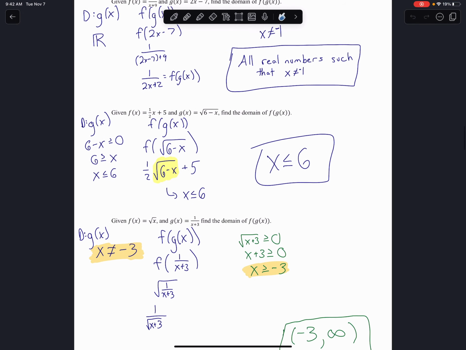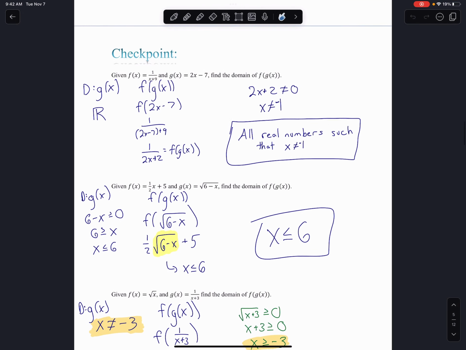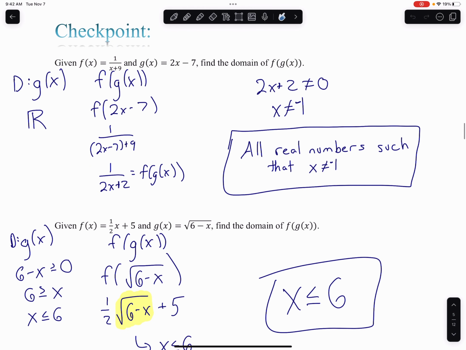So these should be your answers for the checkpoint. Let's look at number 1 first. Notice the domain of g of x is not restricted at all. It's all real numbers. So when we go to f of g of x, we can just find that domain, and that's going to be our domain. So x is not equal to -1. It'll be all real numbers such that x is not equal to -1.